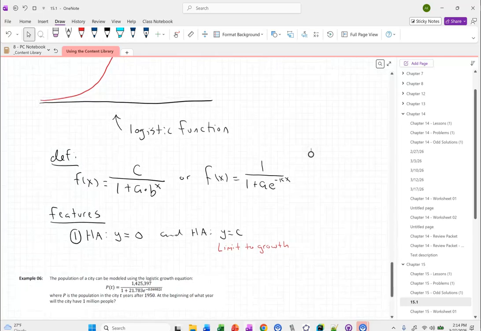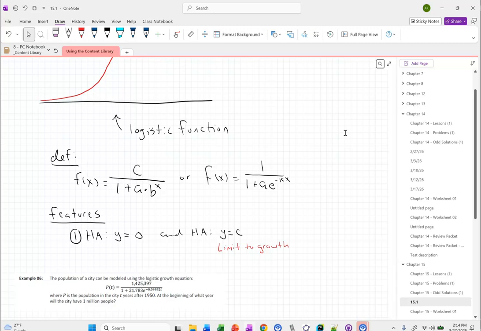So our logistic function is defined as something of the form f of x equals c over 1 plus a times b to the x. Or I could write it as f of x equals 1 over 1 plus a times e to the negative kx. Everybody good there?